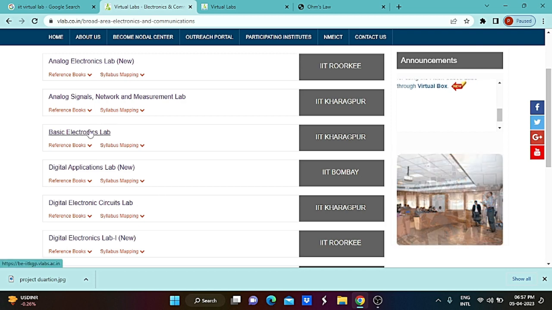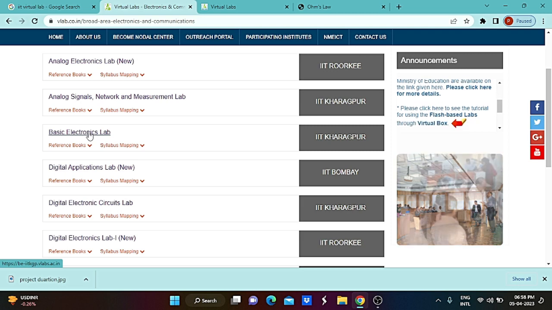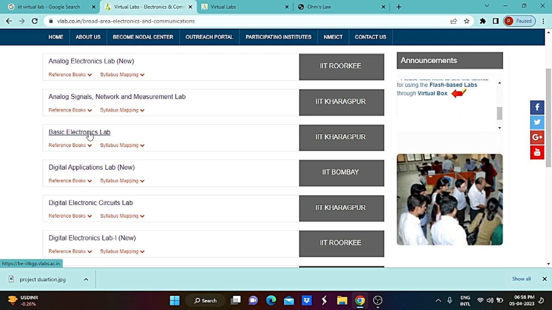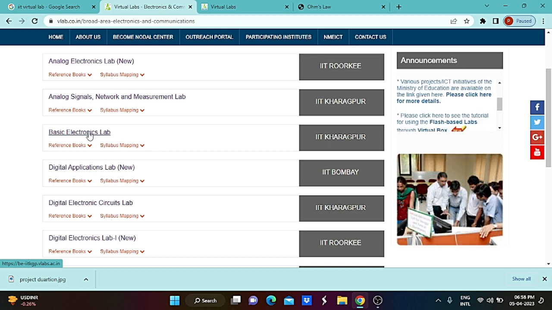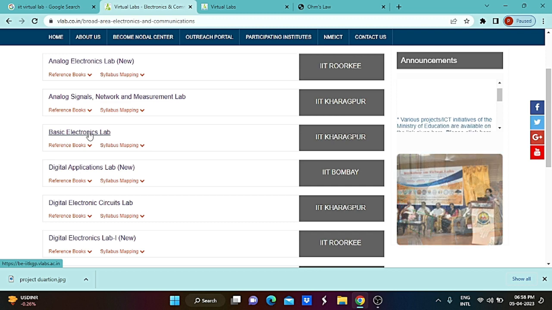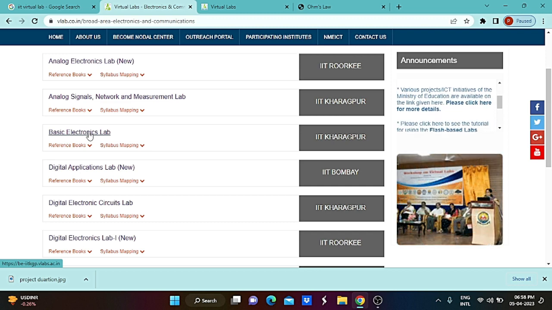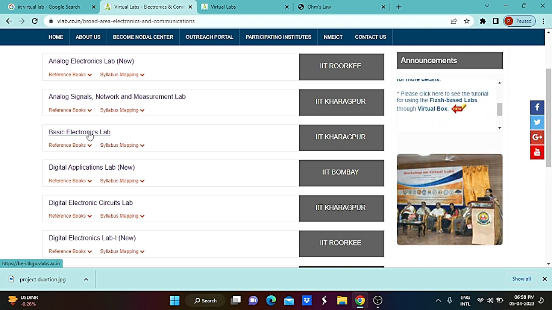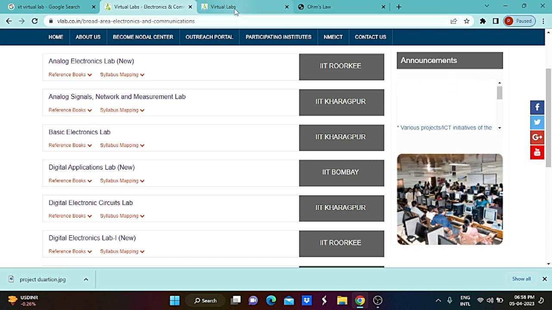With this, I will show one example in the basic electronics laboratory. What are the different kinds of basic electronic components we are using, and what are the different laws available? How can you verify these laws and different experiments with the help of virtual mode instead of the laboratory?